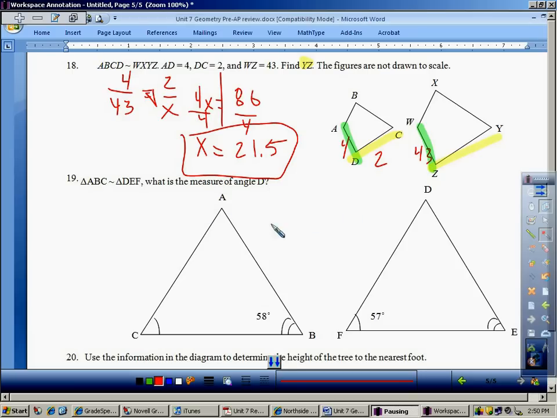If I need to find the measure of angle D via the markings here, I know that angle F is equal to angle C. They are congruent, so this is 57 degrees. As is angle B and E with those 2 marks, this is 58. And because I know that all 3 of them must add to 180, I know the remainder, angle D and angle A, is 65 degrees.